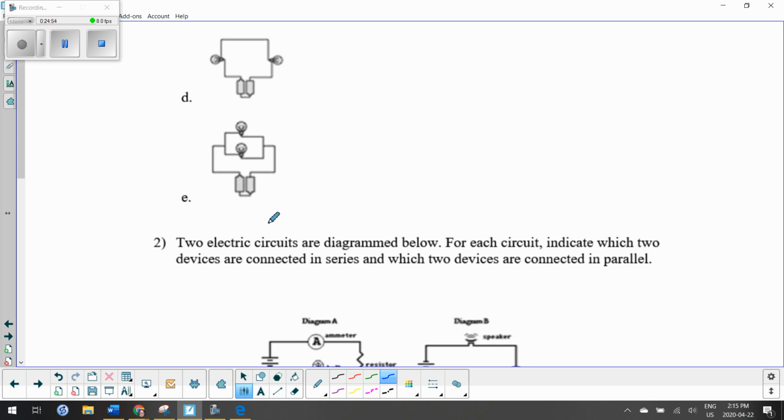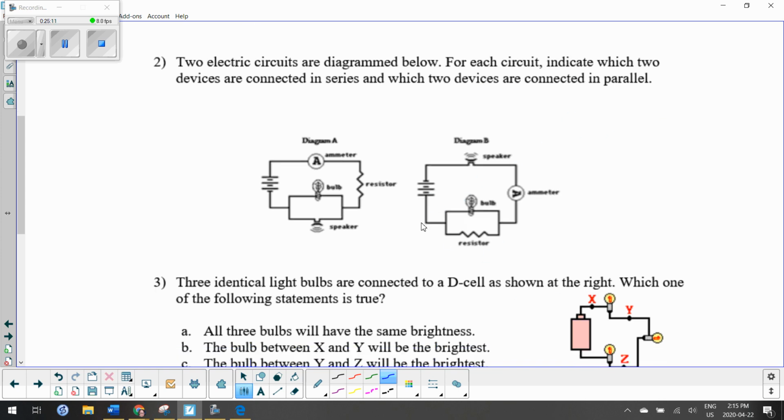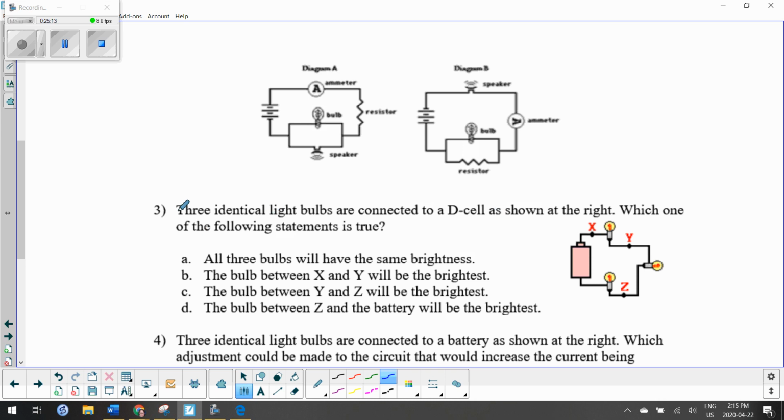Do A on your own. Try D and E on your own as well. Number 2 says 2 electrical circuits are in the diagram below. For each circuit, indicate which two devices are connected in series and which two devices are connected in parallel. We've already done this, so I want you to try this one on your own, and I'll post the answers.